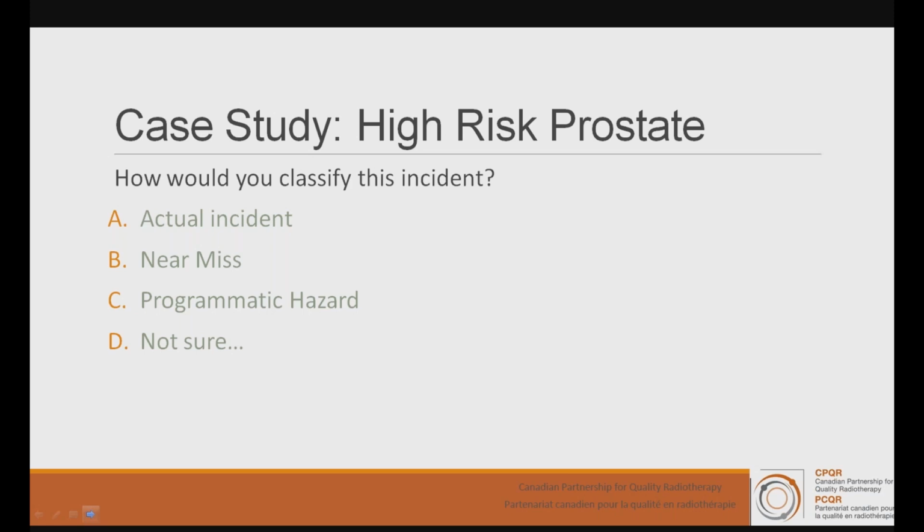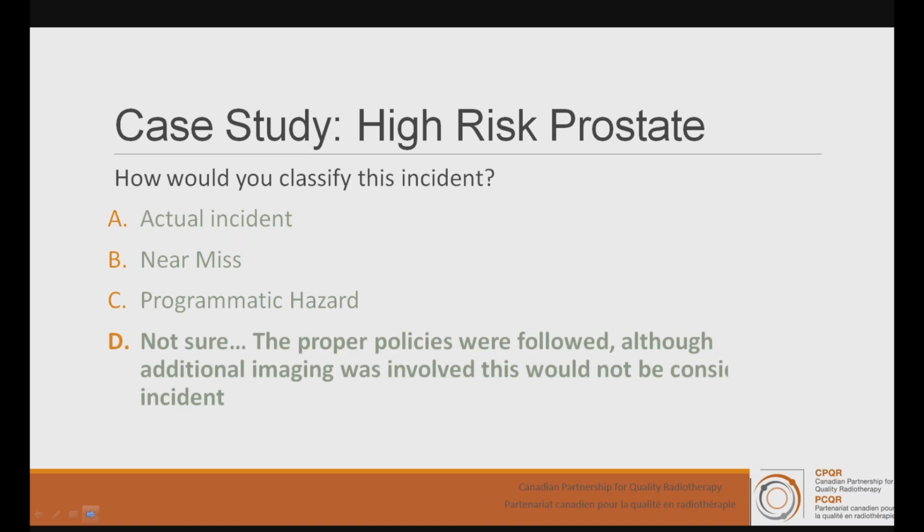I apologize to anybody who had a lot of issue going through with this one and trying to classify it, because it was kind of a trick question. The answer is not sure. And by not sure, I mean the proper policies were followed in this case. Even though Mr. Jones went through a number of additional imaging steps involved in his treatment, they followed the policies and procedures as specified by the program. So it's not actually considered an incident.